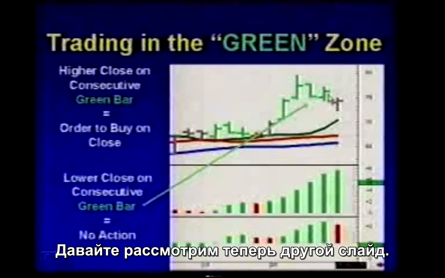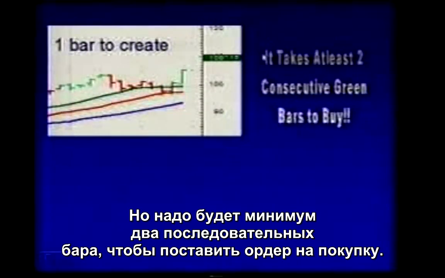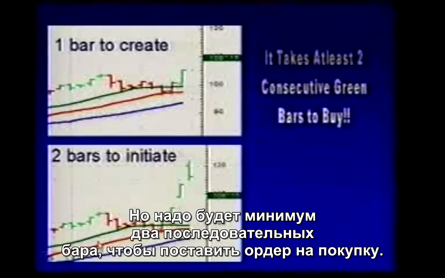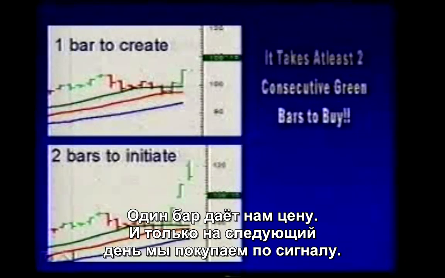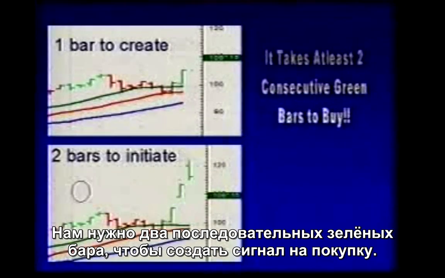So let's go ahead and take a look at it on another slide. What I want you to see here is it takes 1 bar to create a signal. But it's going to take at least 2 consecutive green bars for you to initiate the signal. 1 bar gives us a price. The next day actually will initiate the signal. You cannot have a green zone add-on with 1 bar. It takes 2 consecutive green bars to create that signal.